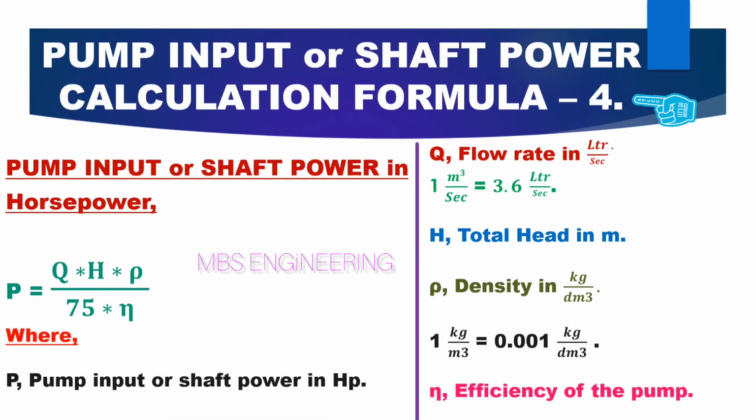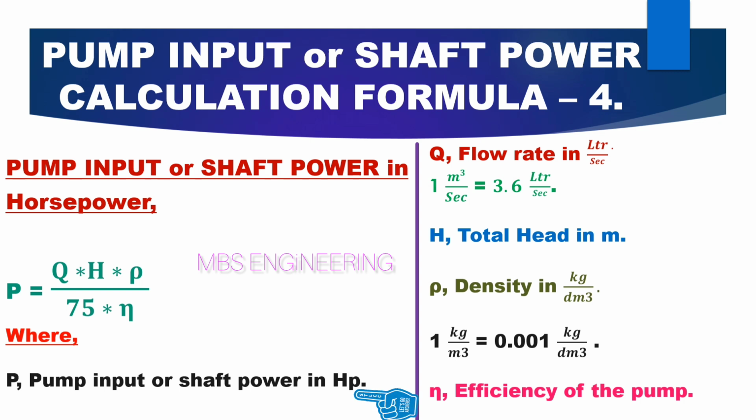Next, we will learn the fourth formula for pump input power or shaft power calculation. Next, the formula for pump input power or shaft power calculation in horsepower. P is equal to Q into H into rho, the obtained value is divided by 75 into eta.